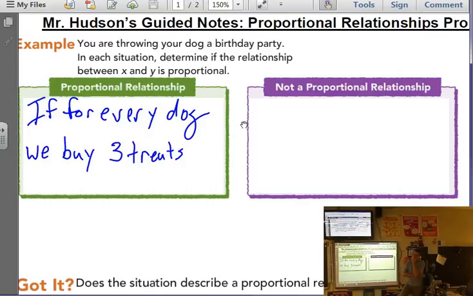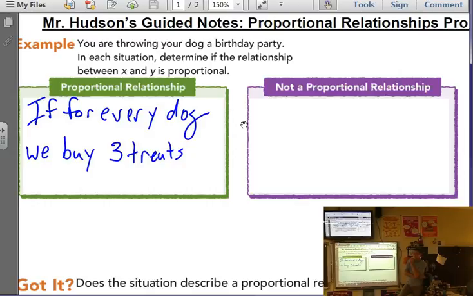Andrew? For every dog, you lose 3 treats. That'd still be proportional because it's just taken away. Whitney? Maybe every dog gets the amount of treats that their age is. Ooh, that'd be a nice, interesting one.